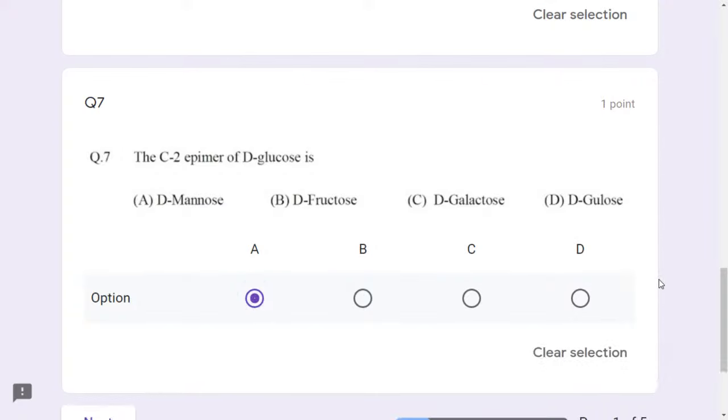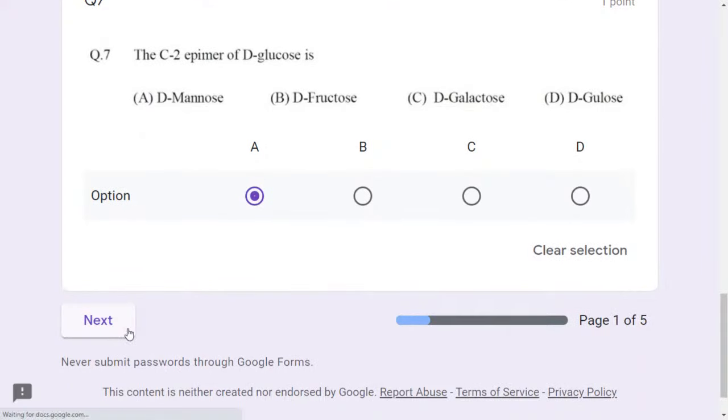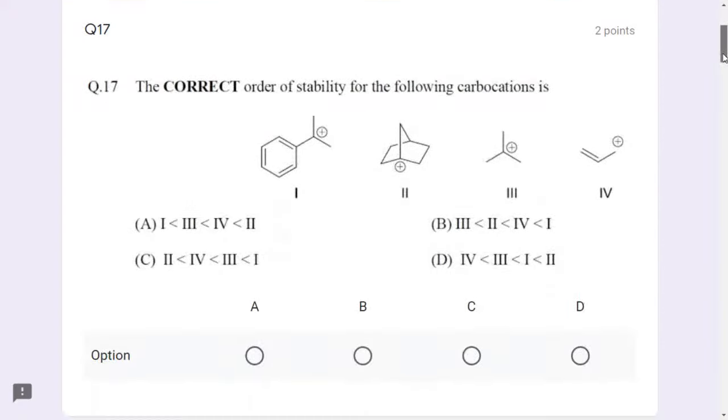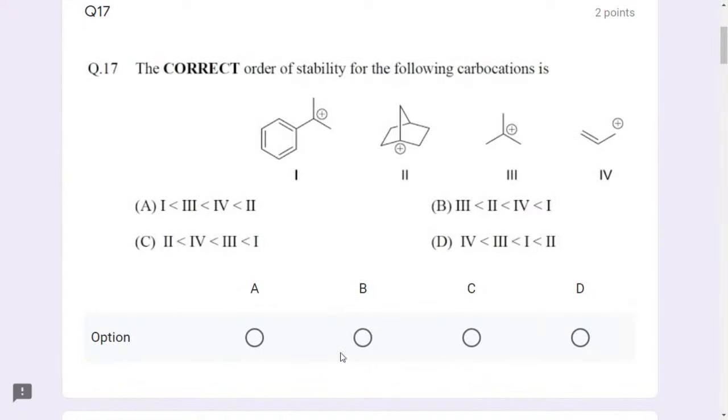Yes. Next, section B consists of multiple choice questions, that is from 11 to 30. Each question carries 2 marks and 2/3 marks will be deducted for each wrong answer. So for each question, only one option you have to choose. Let us see the options.